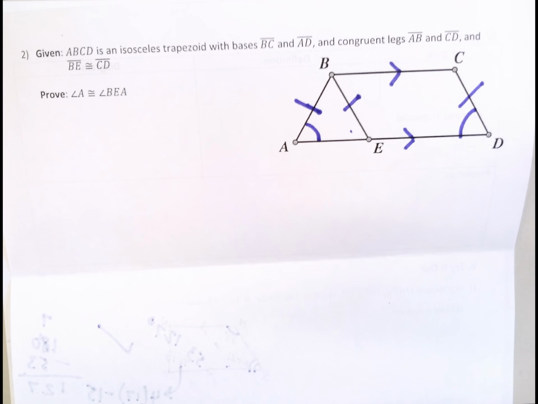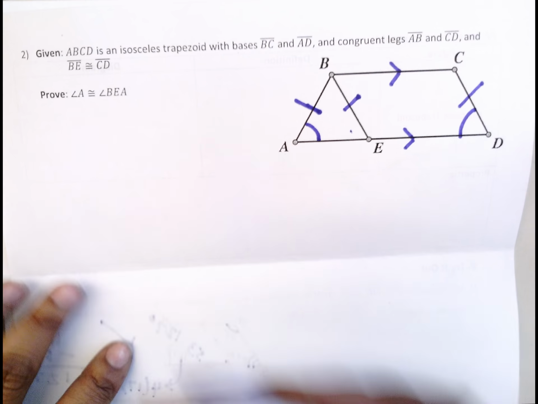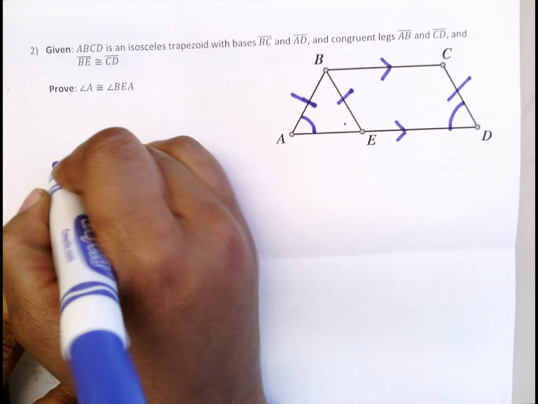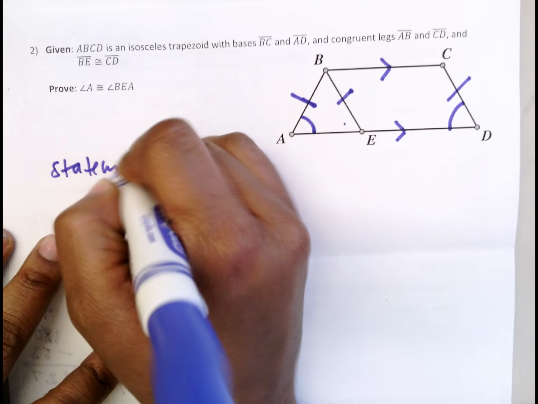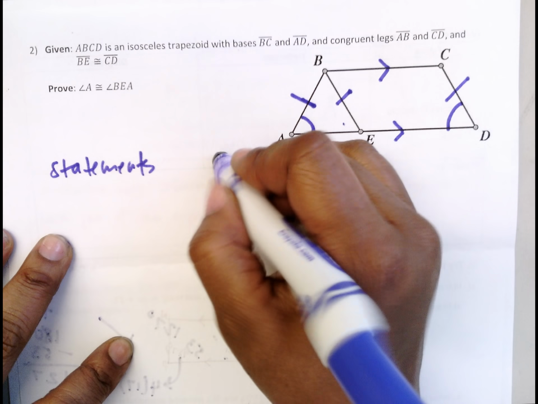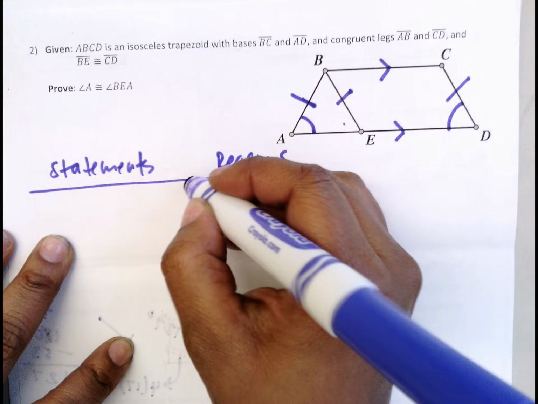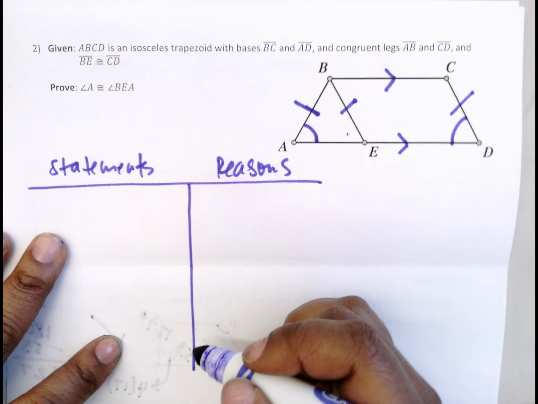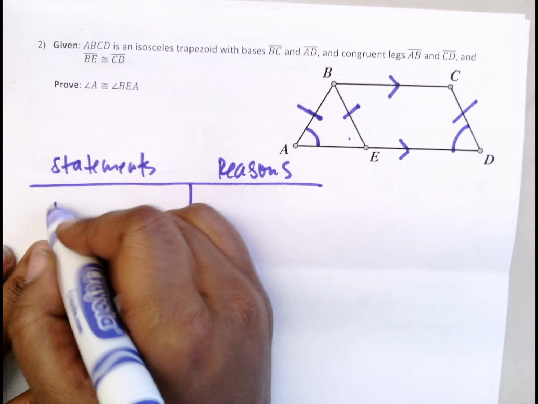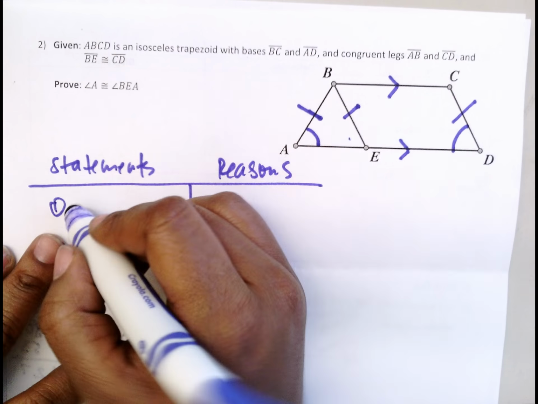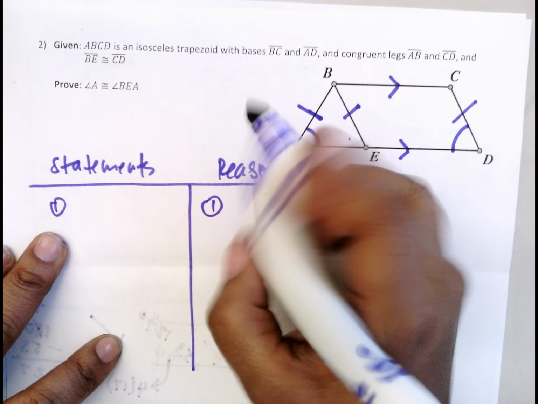So the way we start any proof is by writing the statements and the reasons. So statements, reasons, okay? And first statement is the given information, okay?